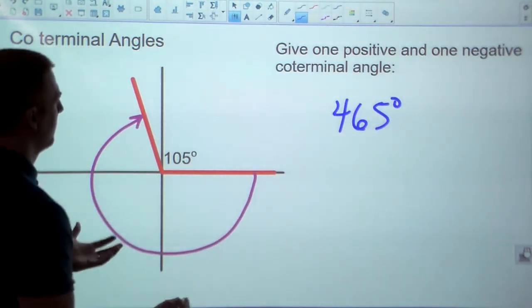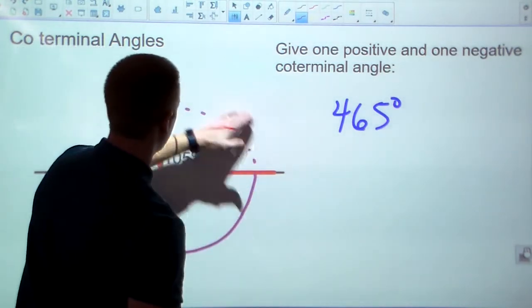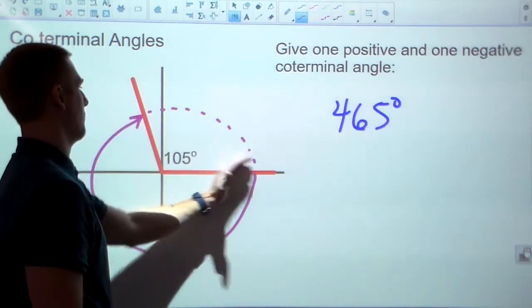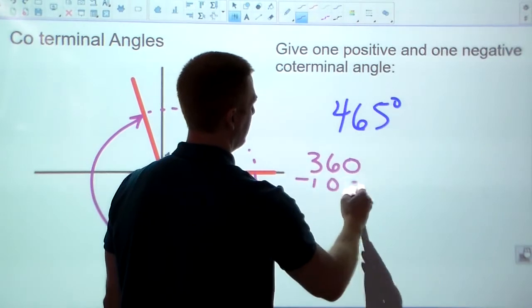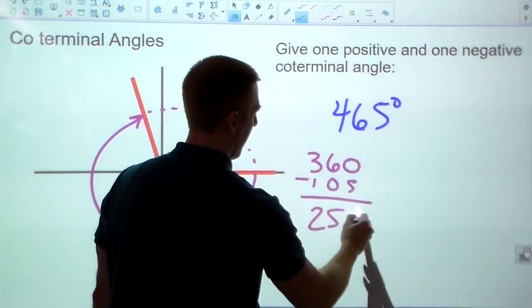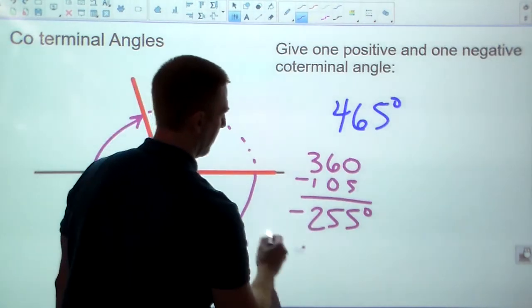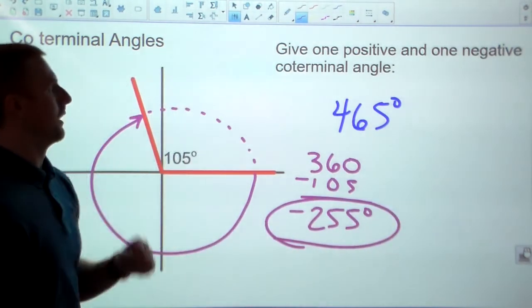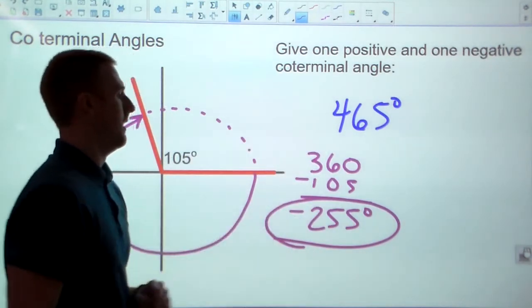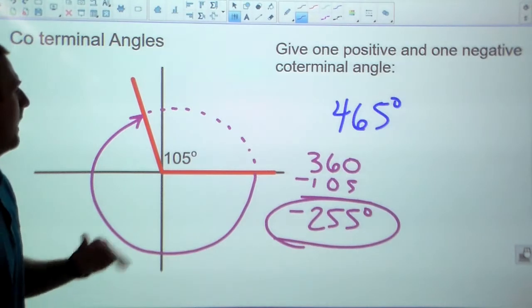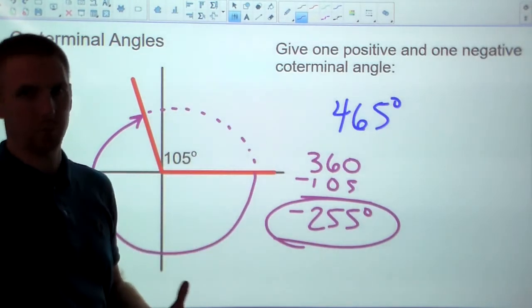And usually it's easiest, I think, just to kind of picture what you've got here. You've got a full circle minus the 105 degree part. So 360 minus 105. So that would be 255 degrees. Now keep in mind you went clockwise, so it's actually going to be a negative angle. And that's what it asks for. Give one negative, one positive coterminal angle. So a positive is 465, a negative is negative 255. And you could make additional laps as well. And these are the most common 2 answers you would probably want to give.